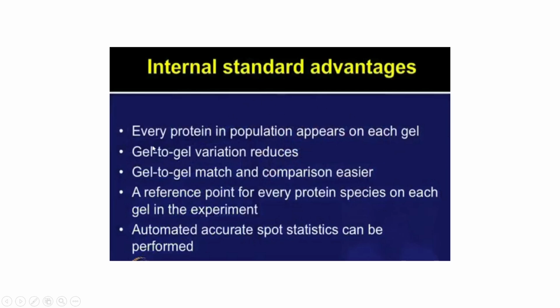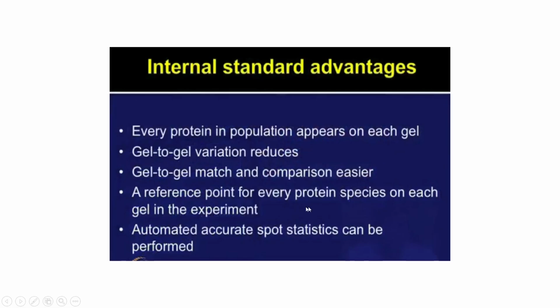So having an advantage, every protein in a population appears on each gel. Having an internal standard, you can see all the protein in each gel itself, and gel to gel variation will get reduced. Gel to gel match and comparison becomes much easier because it should be present in your internal standard gel, no matter what. And if it is not there, you need to eliminate that.